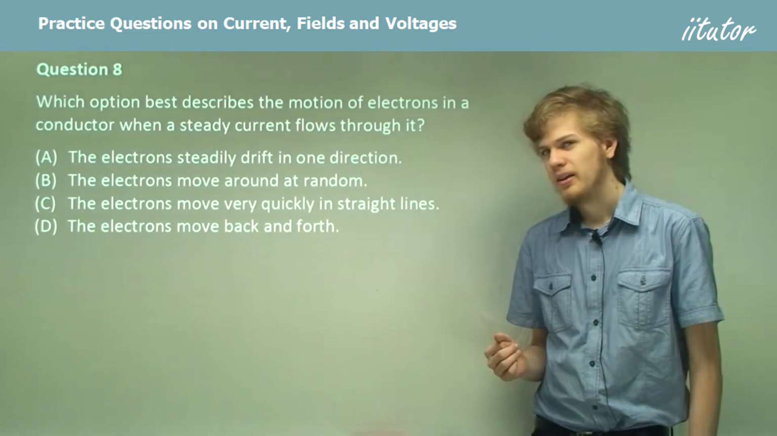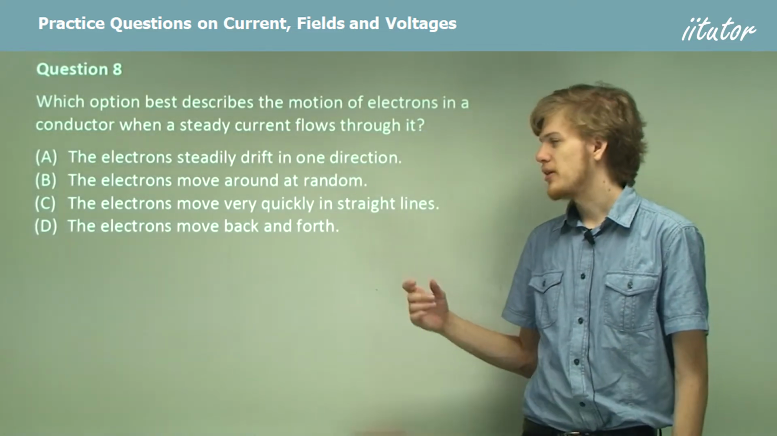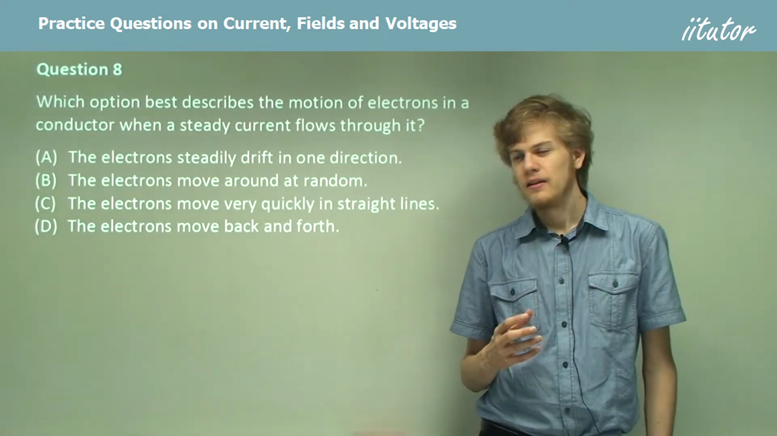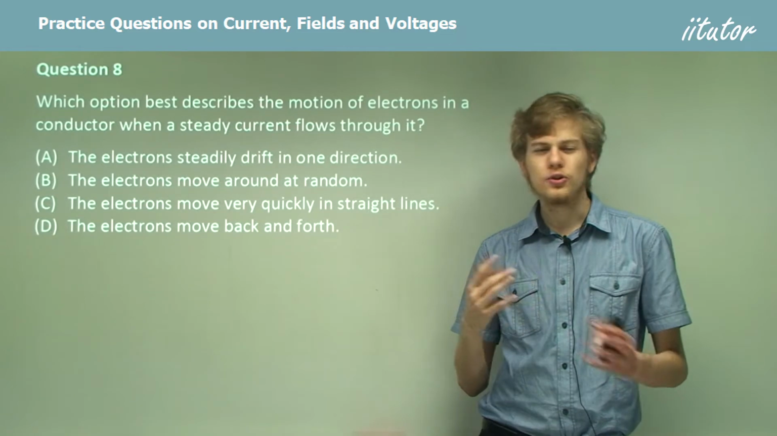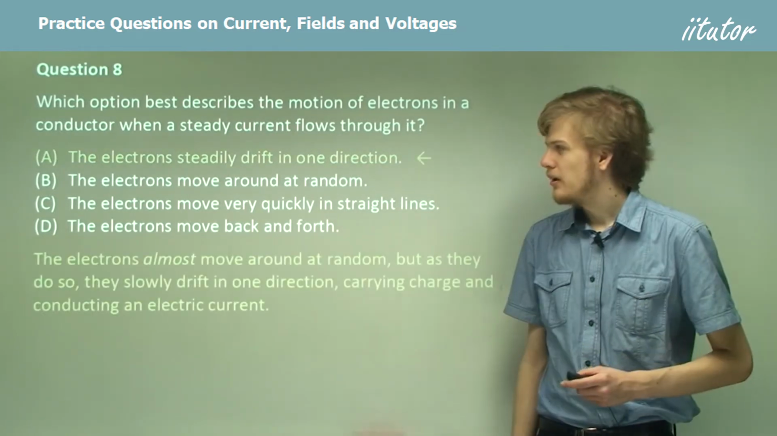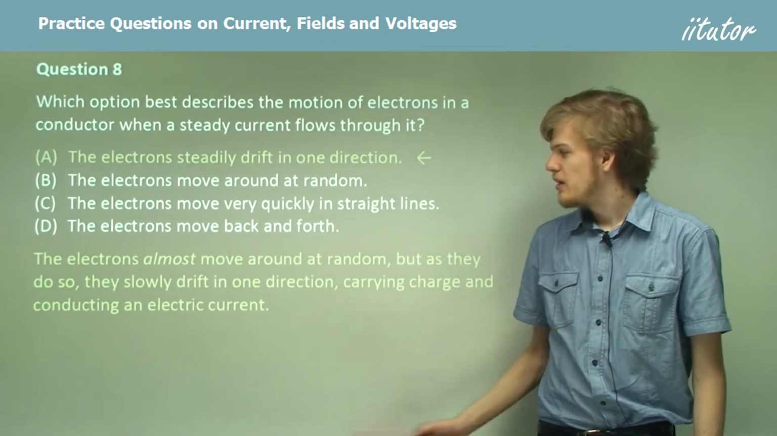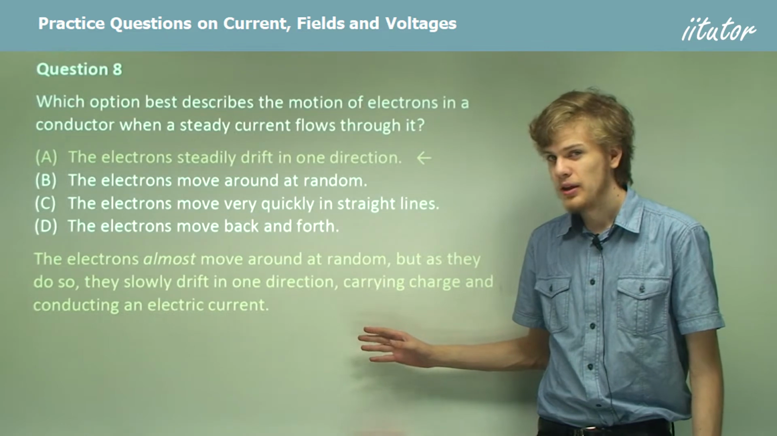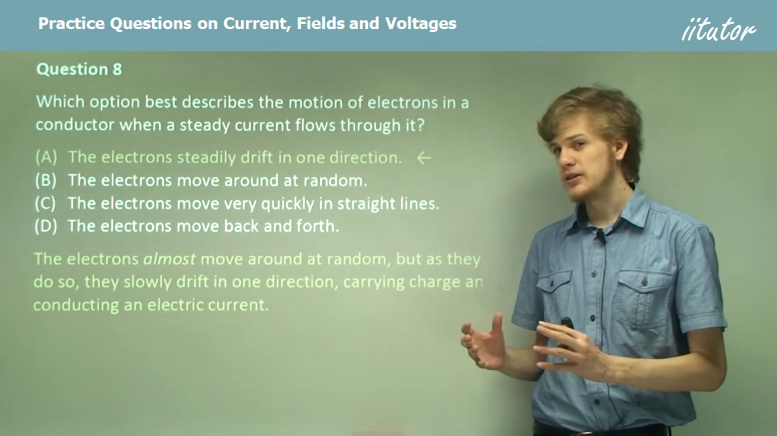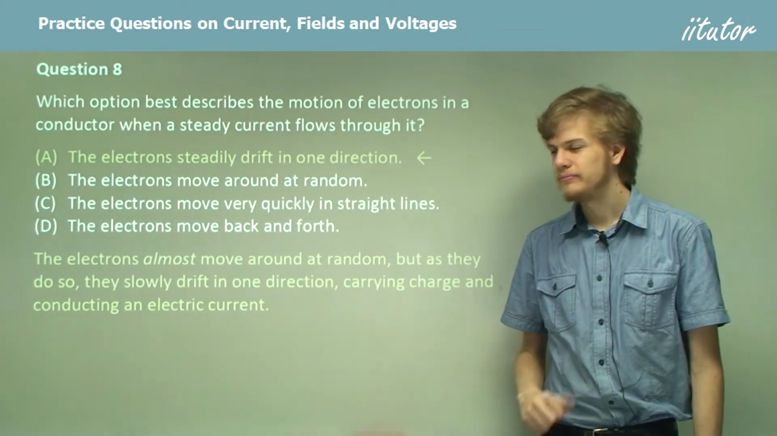So what is it? A little while ago you might have thought that the electrons move very quickly in straight lines, in the direction opposite to the current. But in fact that's not the case. There is a net motion of charge in one direction, but the electrons themselves don't move very quickly. Our correct answer then is that the electrons steadily drift in one direction. They almost move around at random, but there's just a tiny sort of bias in moving in one particular direction, and that will be the direction that the electric current ends up flowing.